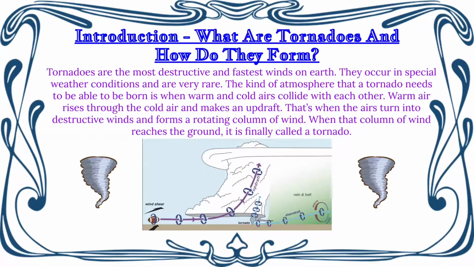Introduction. What are tornadoes and how do they form? Tornadoes are the most destructive and fastest winds on Earth. They occur in special weather conditions and are very rare.